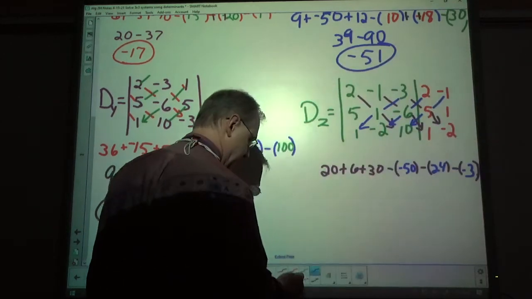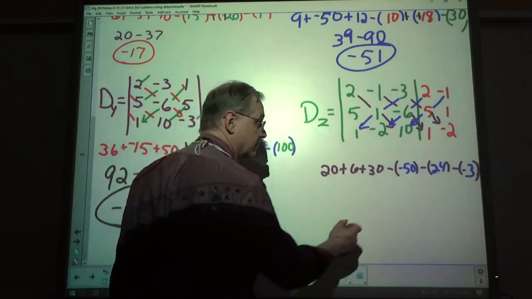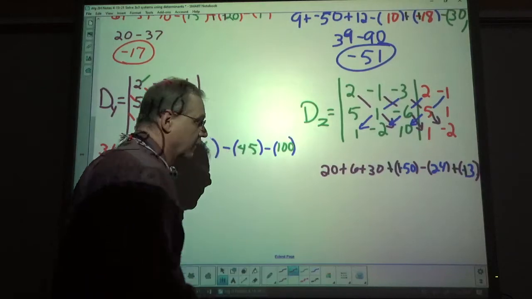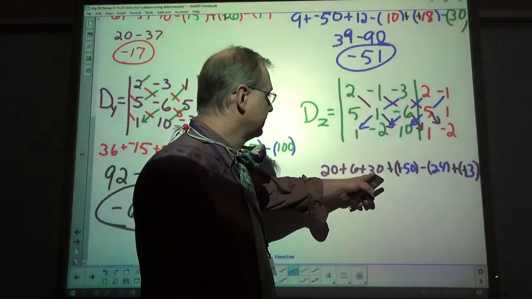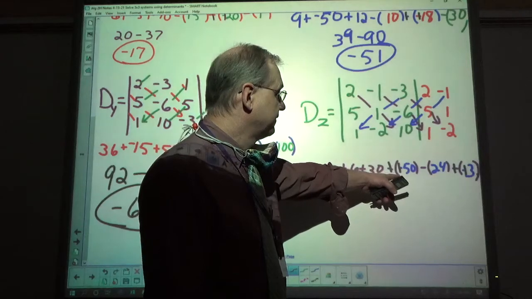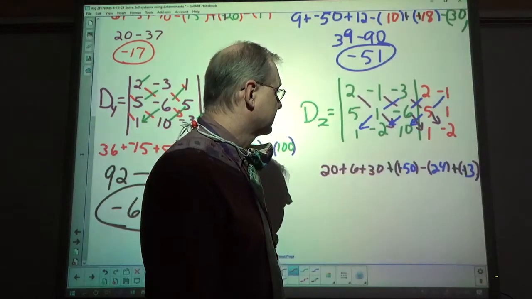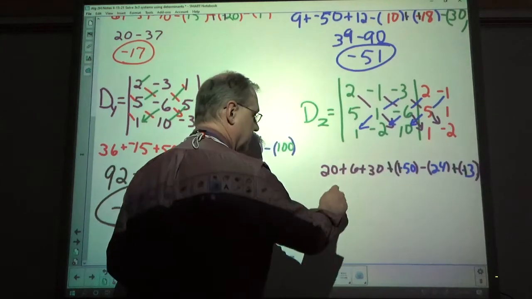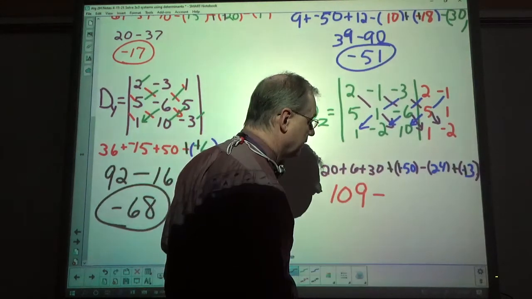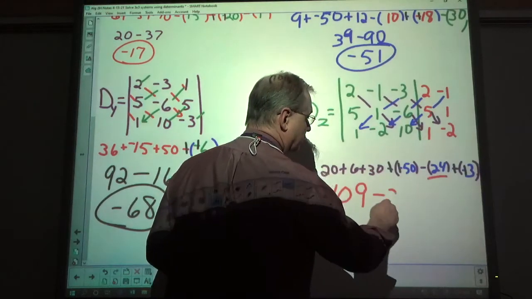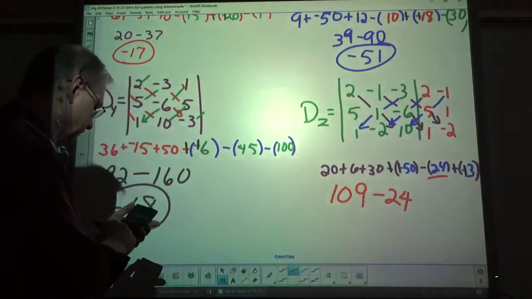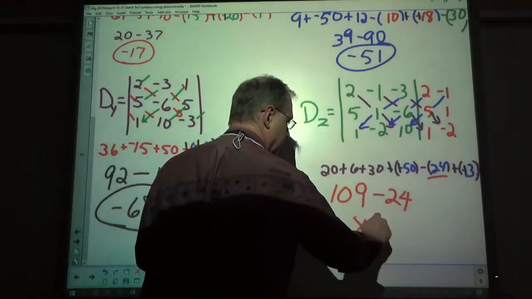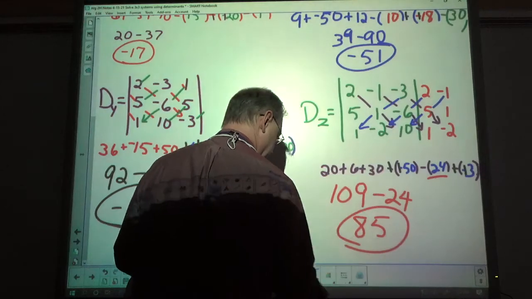Double signs. Gonna get rid of your double signs. Plus positive, much easier to do. All right, positive numbers of 20, 30, 50, 3, and 6. 50, 109. And the only one that's negative is 24. So 109 minus 24, 85. There's my answer there.